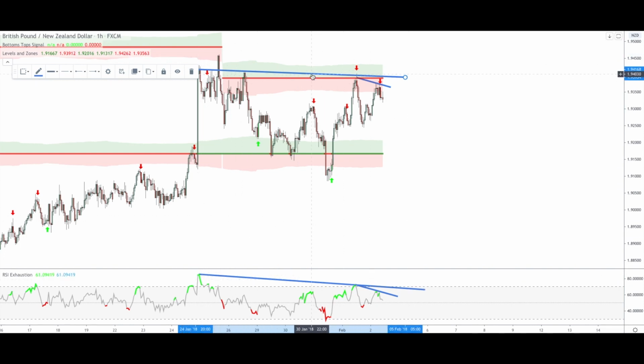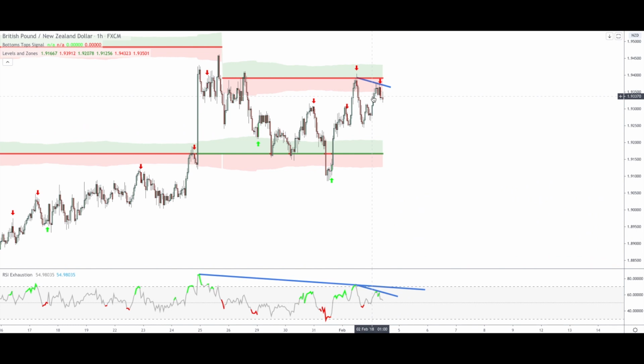So why, even if we don't have a strong divergence, do I decide to take this trade? Well, because of this resistance up here. This major resistance is pushing the price lower, okay? So the first condition, divergence between the price and the RSI, we cannot technically check.